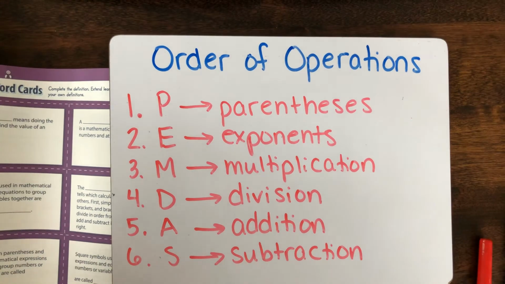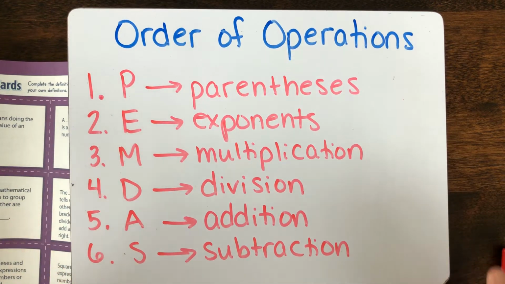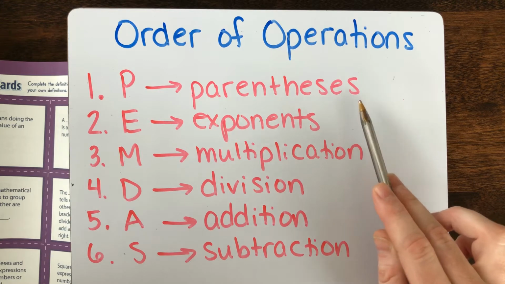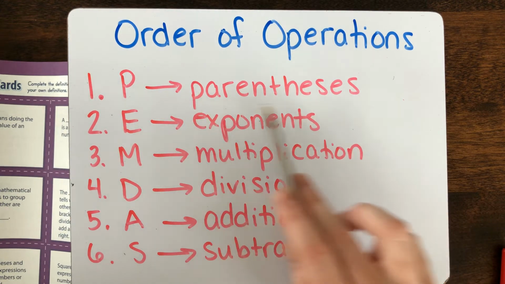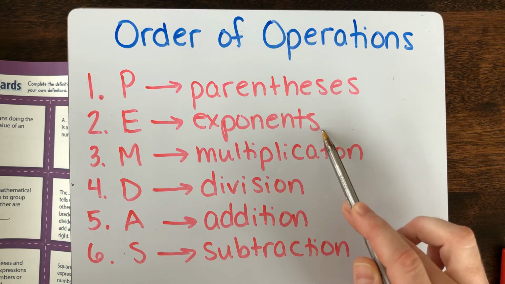Order of operations is the way that you solve problems, and it's always this way. You can't skip around and do a different order because then you'll get the incorrect answer. So when you see an expression, you always complete the parentheses. Whatever is in the parentheses is always the first thing you complete. Then you do exponents.